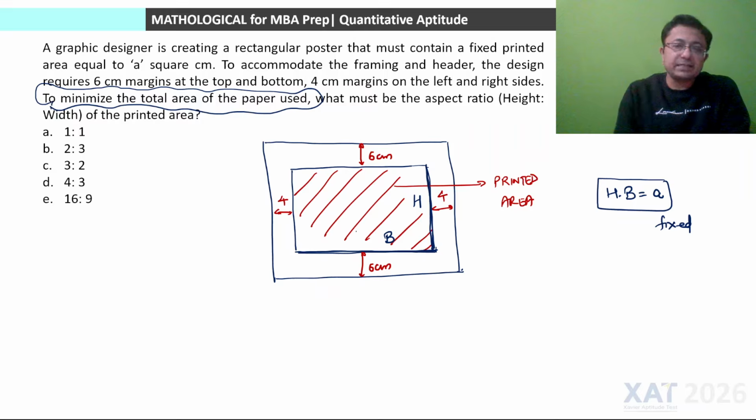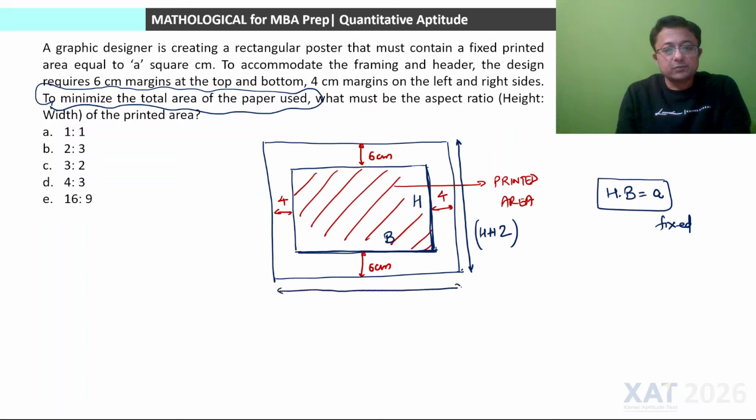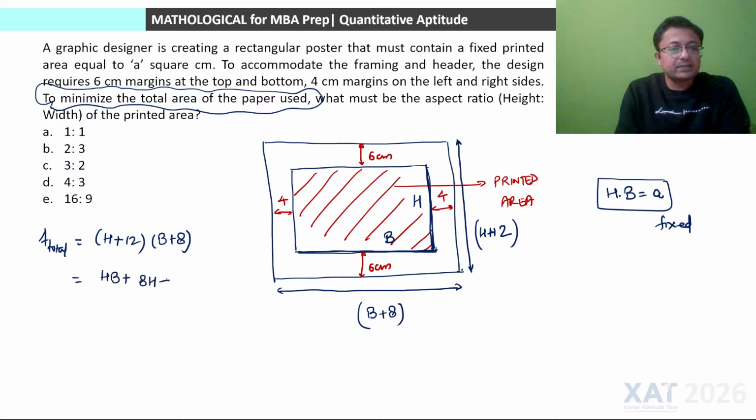So total area of the paper क्या आ जाएगा? If height is H, the total height of the total paper used will be H plus 12. Similarly, base of the total paper used will be B plus 8. So total area will be equal to H plus 12 into B plus 8. And this has to be minimized. Multiply कर दो H into B plus 8H plus 12B plus 96. This has to be minimized.